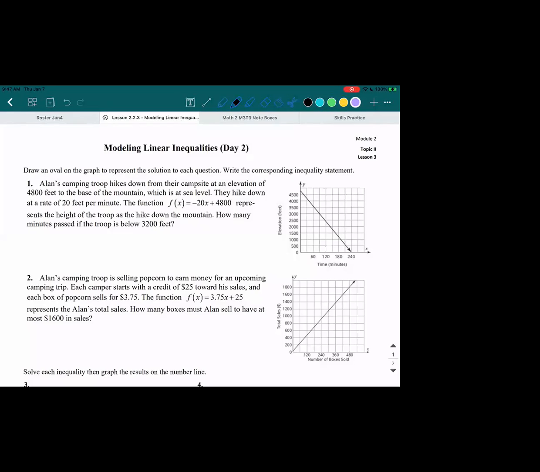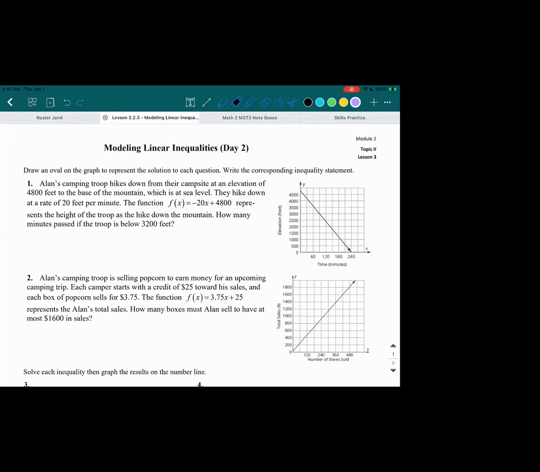troop hikes down from their campsite at an elevation of 4,800 feet to the base of the mountain, which is at sea level. They hike down at a rate of 20 feet per minute. The function f of x is equal to negative 20x plus 4,800 represents the height of the troop as they hike down the mountain. How many minutes have passed if the troop is below 3,200 feet?